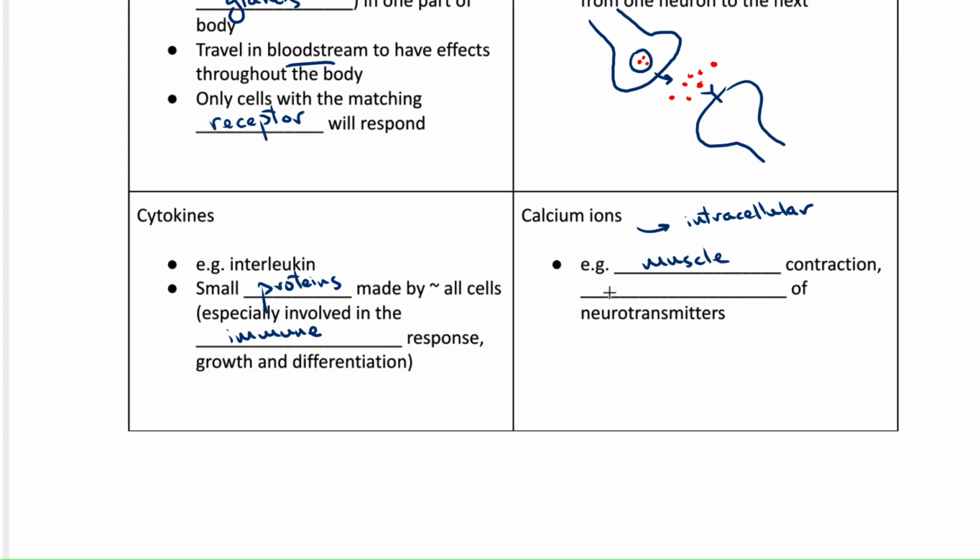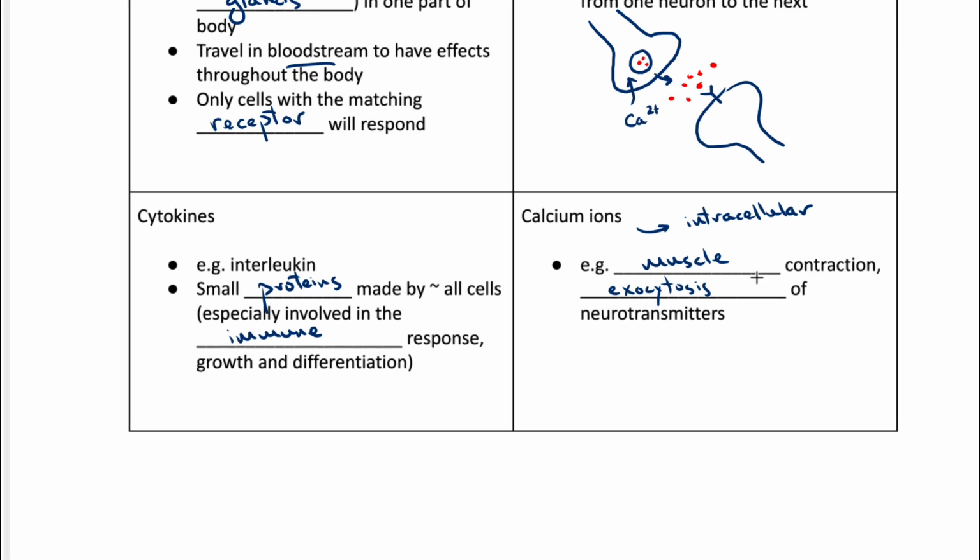And they're actually also involved in the exocytosis of the neurotransmitters that we looked at up here. So when these neurotransmitters were being released into the synaptic cleft, it was actually an influx of calcium ions into this neuron that triggered that. Again, we'll look at that more when we study the nervous system. So that's a quick introduction to cell signaling.